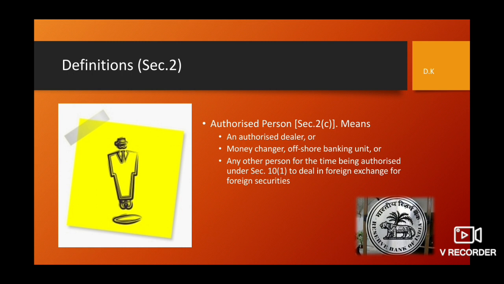What does Section 10 subsection 1 say? It deals with the authorized person. That is, Sections 10 to 12 are dealt with in Chapter 3. In Section 10, everything is given which is required for details about authorized person. Who is going to appoint the authorized person? That is granting of authorization.